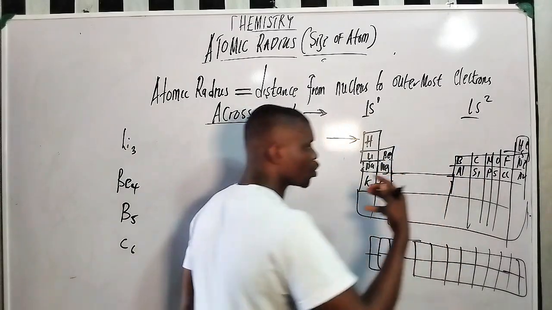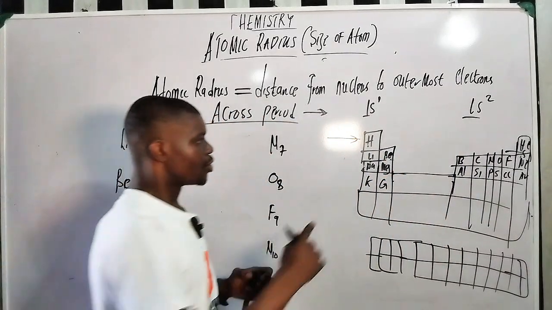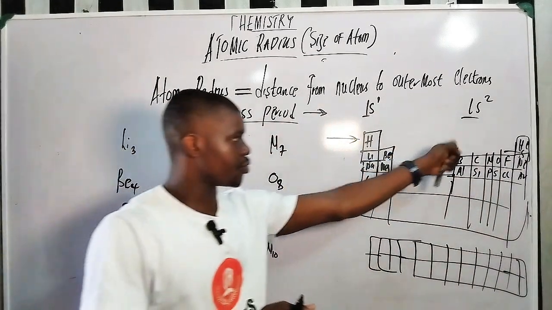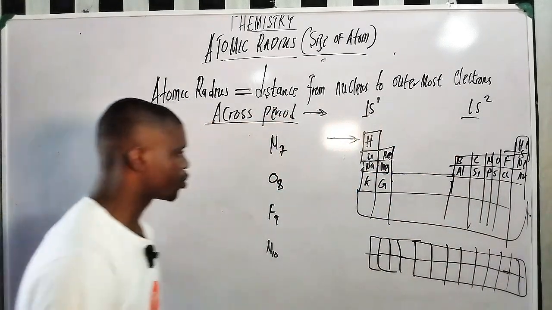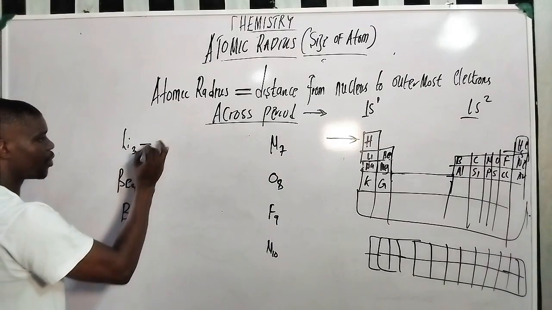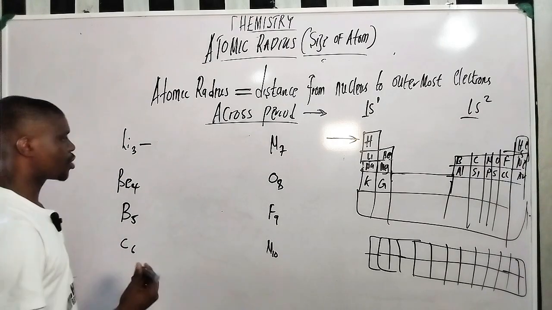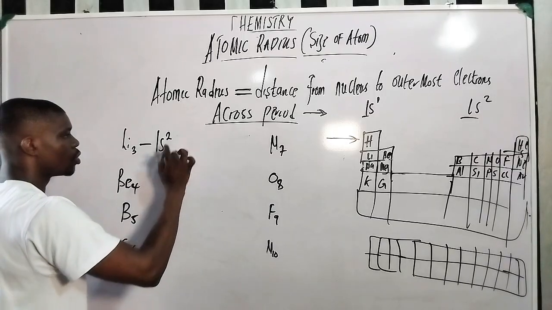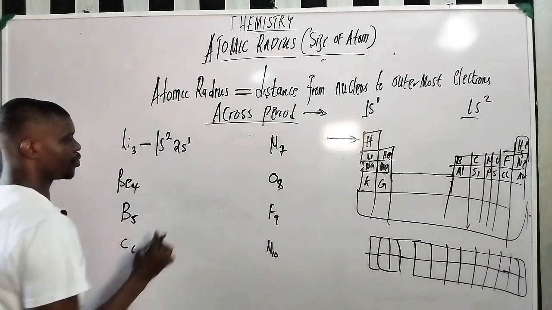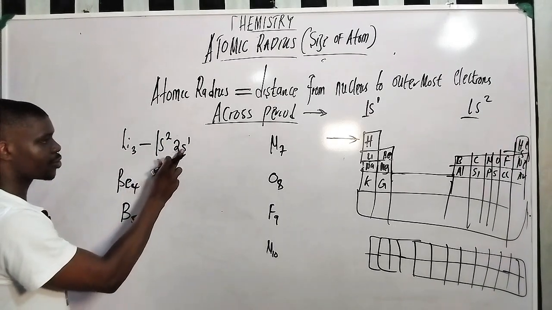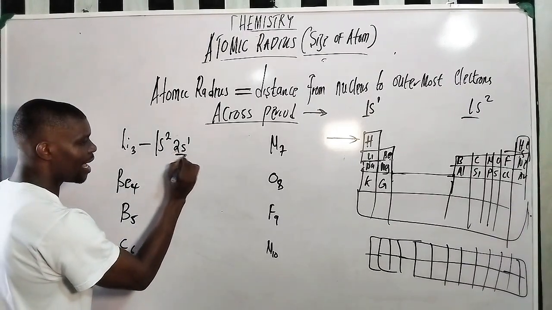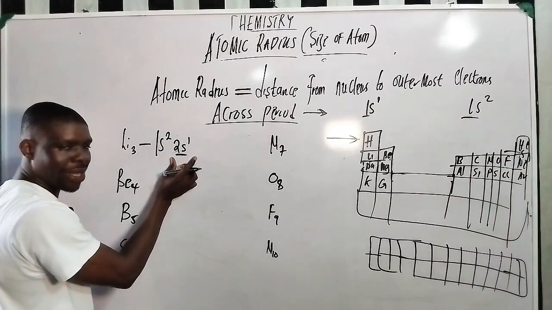So here we have an element in period 1. They have the same period, period 1. So let's look at elements in period 2. Here we have lithium. Let's get the electronic configuration. So here we have 1s2, 2s1. Do you see that? The energy levels, there is a second energy level.